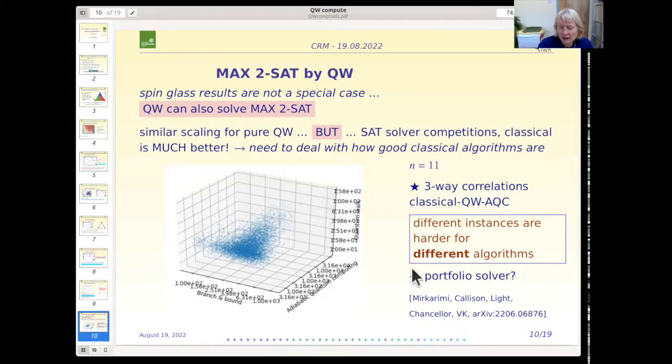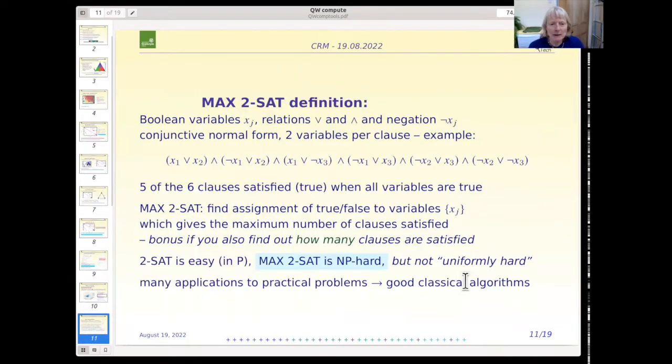And the question we are then asking in this paper, which is an arXiv preprint about to be submitted, is how useful is it to add quantum methods to a portfolio solver? Do we get a net advantage if we do that, or have the classical algorithms got it covered? First, I'd better tell you the definition of max 2-SAT as a problem. So here we go. We have a set of Boolean variables, x_j.